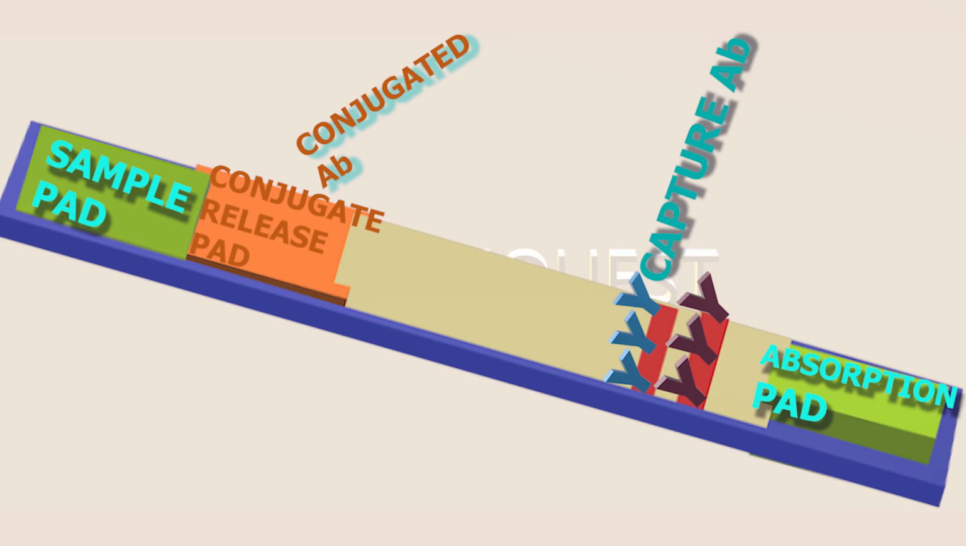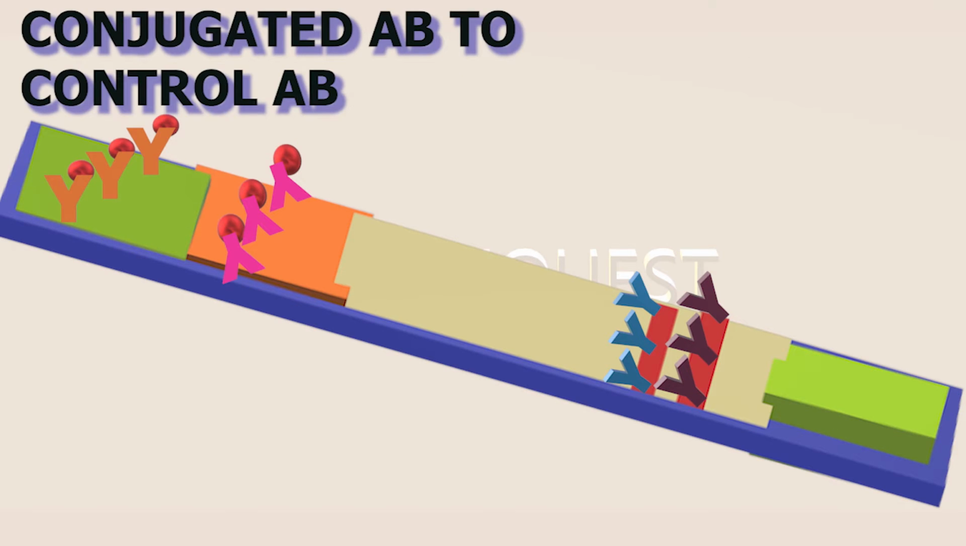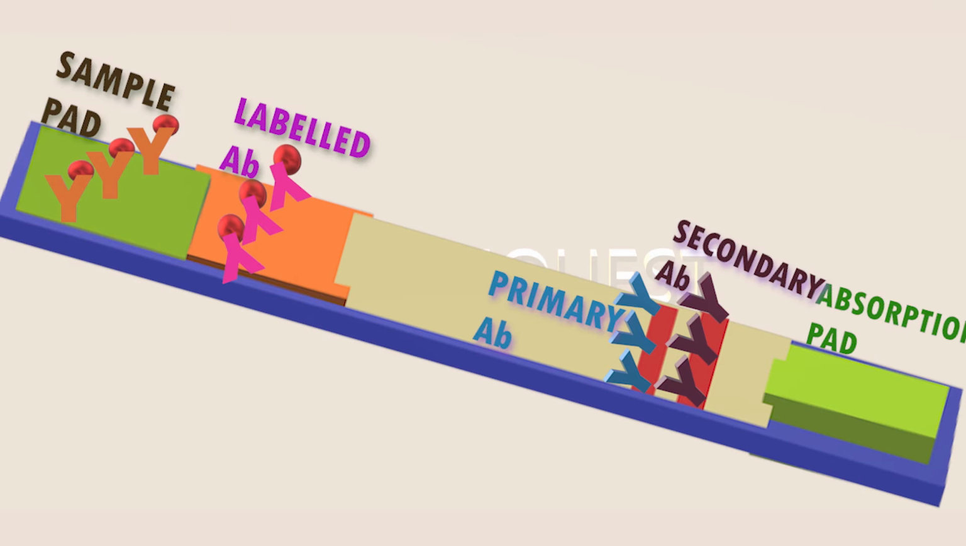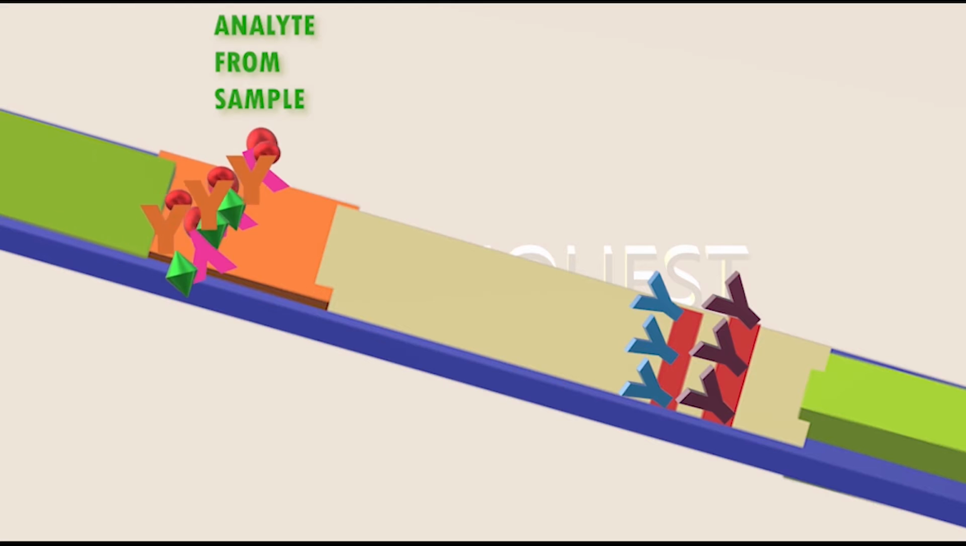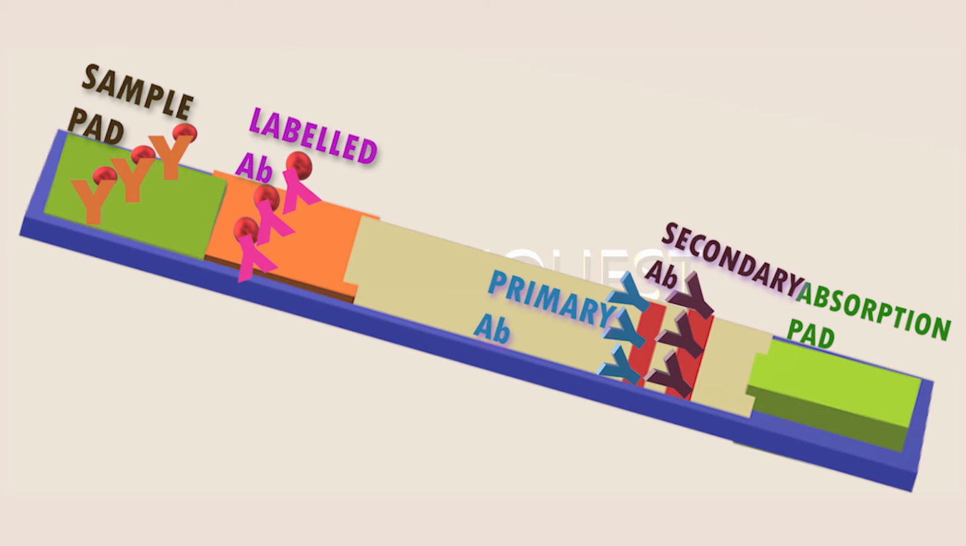The treated sample migrates through the conjugate release pad that contains antibodies that are specific to the target analyte and are conjugated to colored or fluorescent particles. Most commonly, colloidal gold or latex microspheres are used. The sample, together with the conjugated antibody bound to the target analyte, migrates along the strip into the detection zone.